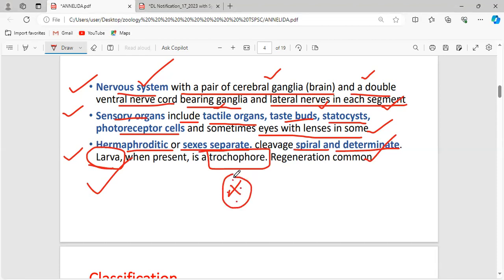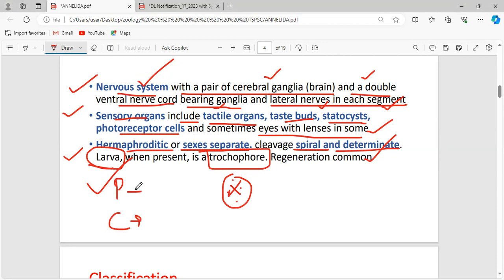What is the name of the larval stage seen in the phylum Porifera? Just tell me, what is the name of the phylum? What is the name of the larval stage which is present in the phylum Porifera? And what is the name of the larval stage which is present in the Coelenterata? So your duty is you should know phylum Porifera, Coelenterata.